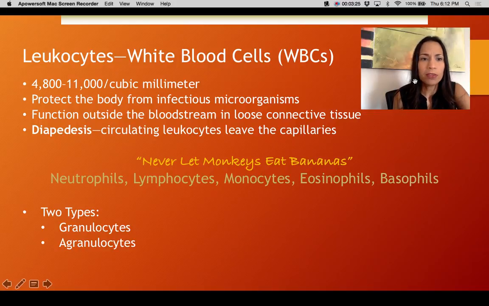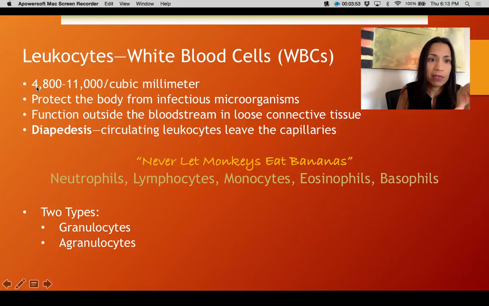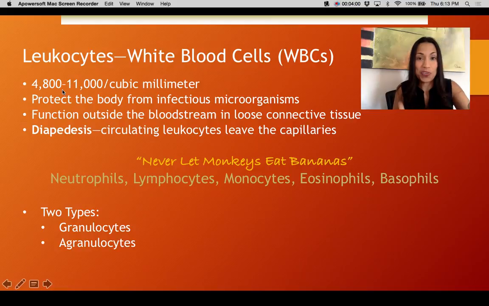Okay, let's talk a little bit about white blood cells. The other name for white blood cells is leukocytes. Now, do you remember I told you that per cubic millimeter of whole blood we have 4 to 5 million red blood cells? Look how many we have of white blood cells: between 5 and 10,000 white blood cells. So you can see the relation.